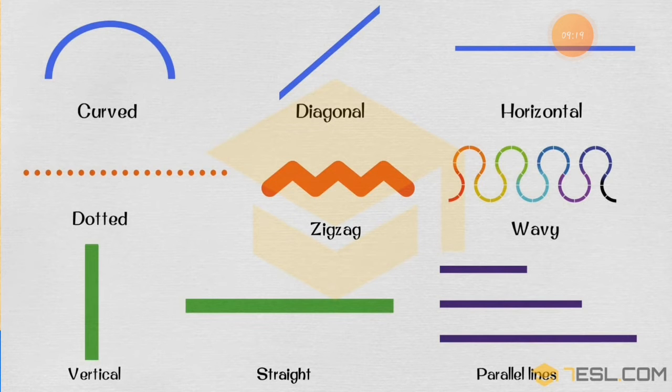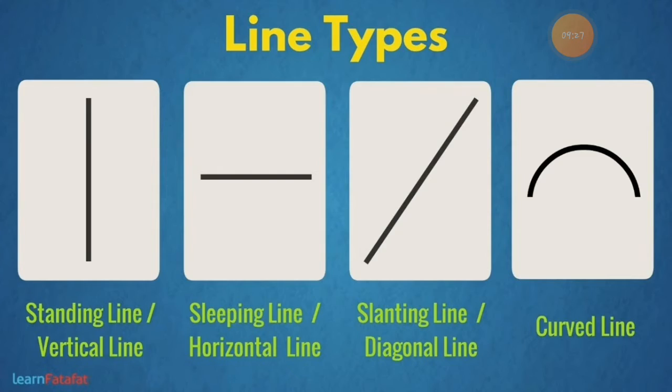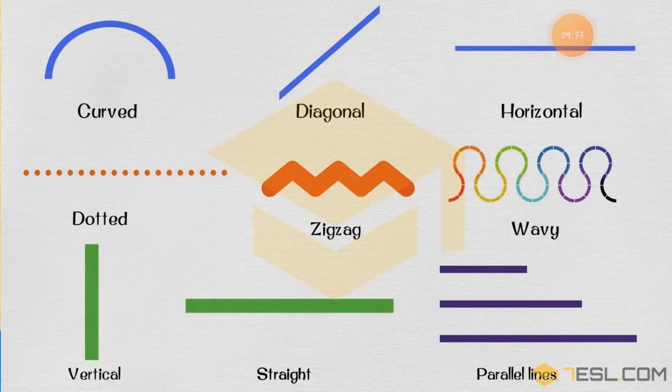Now here I have some more lines for you, besides the basic and primary lines. These are the basic line types given in the chart, but I have some more lines for you. Some more types of lines are also given.